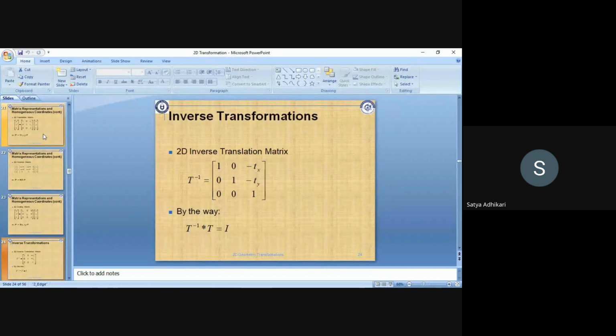So that is why you see here it is written as T inverse. This is the translation matrix. I have added that, now it is subtracted. That is 1 0 minus Tx. If we have added in a translation, we have to subtract here. If we subtract in translation, we have to add here. So 1 0 minus Tx, 0 1 minus Ty, and 0 0 1.